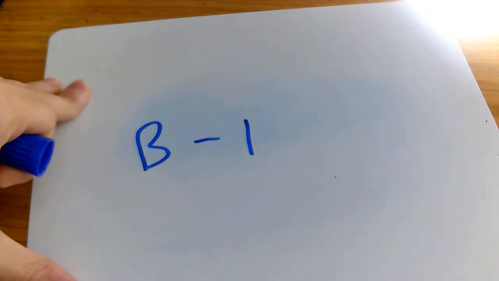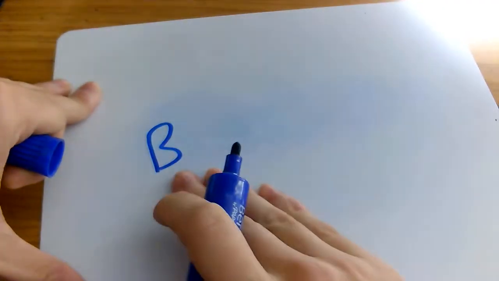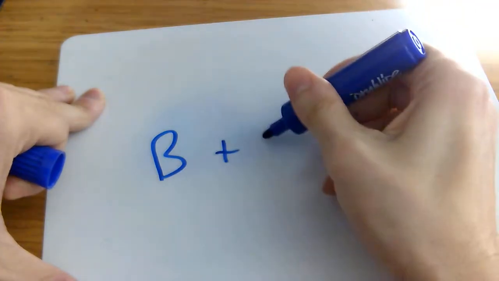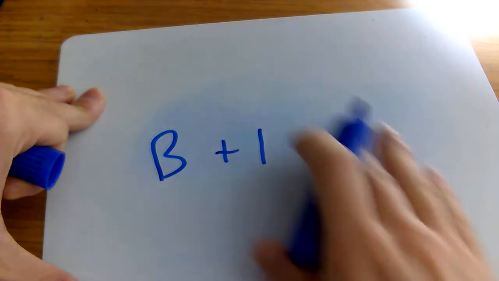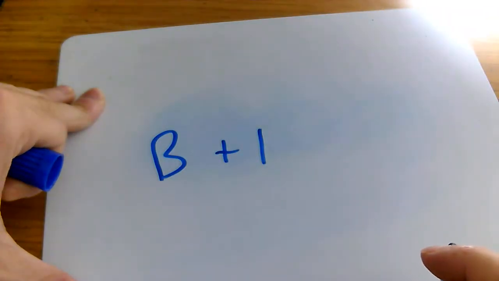Okay, what if I got some beans from another bag and I start adding them into my original one? What if I added one bean? Well, in that case, I'd have the original amount, whatever that is, I'm calling it B, plus 1. So that is how many would be in there if I added an extra bean.